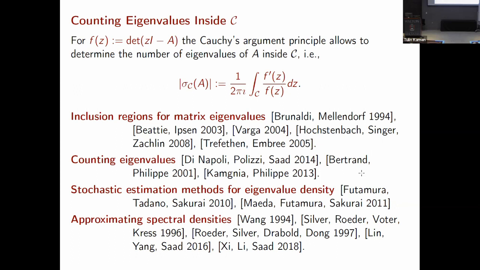We also have stochastic estimation methods for large eigenvalue density problems. The density of eigenvalues is used in many practical applications, so there are a lot of papers in this direction, and then approximable spectral densities. You also see Yousef's work here in the context of quantum chemistry and a lot of other applications.